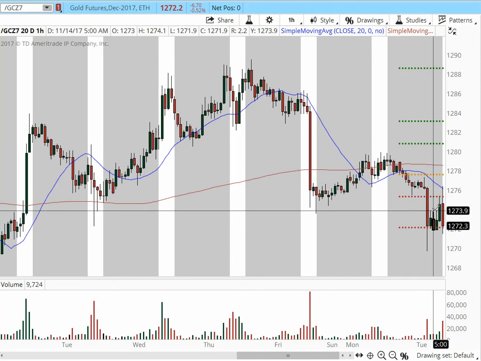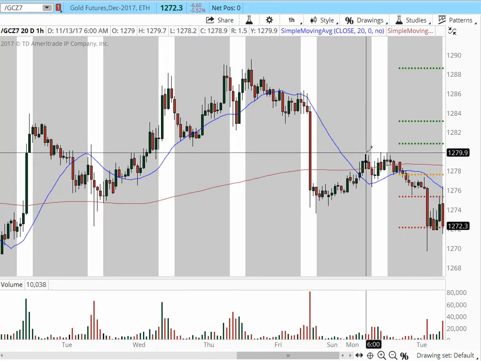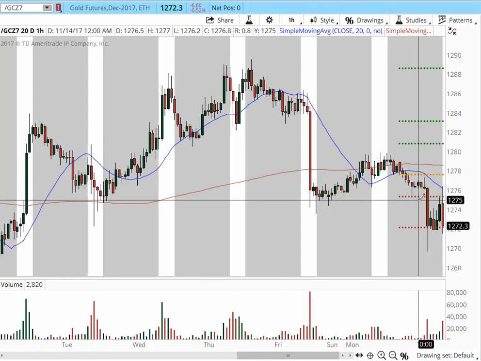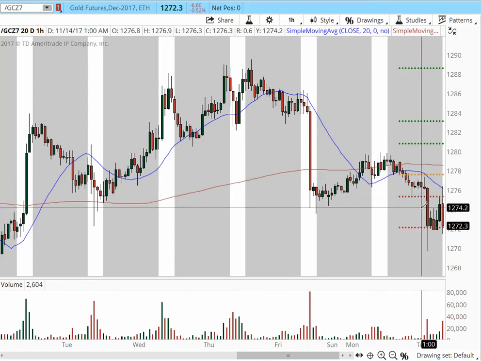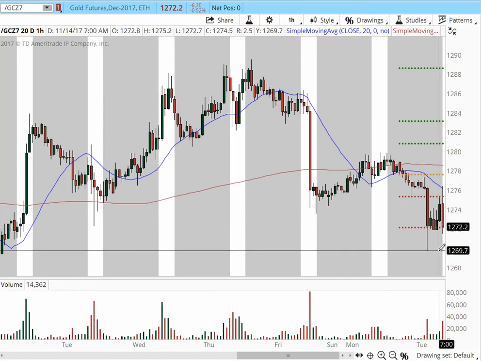Gold was very active in the overnight trading session, and after a consolidation period and actually pivoting at the 1280 area yesterday, it did reverse, breached the first area of support at 1274, and then decided to continue its descent all the way to the 1270 area.